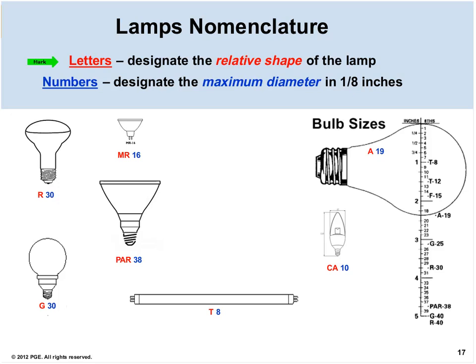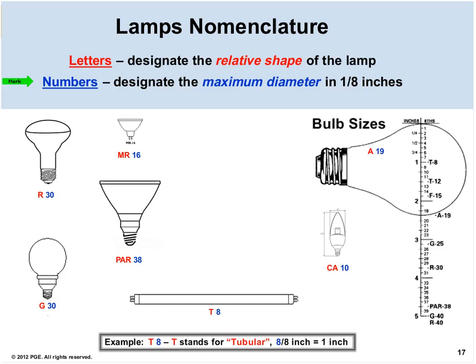So lamps usually have a letter or a series of letters, and this designates the relative shape of the lamp. This will be followed by a number, and this designates the maximum diameter of the lamp in eighths of an inch. And this is where the math comes into play. So for example, down here at the bottom, a T8, the T stands for tubular, while the 8 stands for 8/8 of an inch or 1 inch, which is pretty easy math. But the rest get a little bit more challenging.